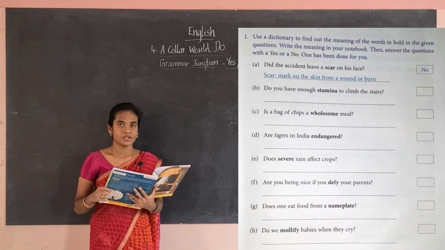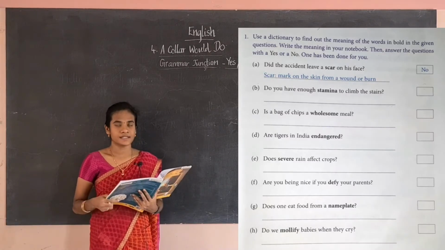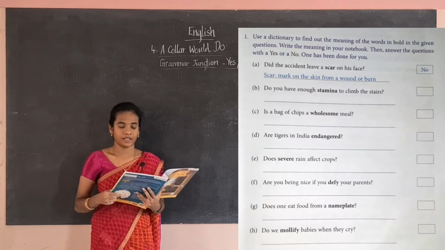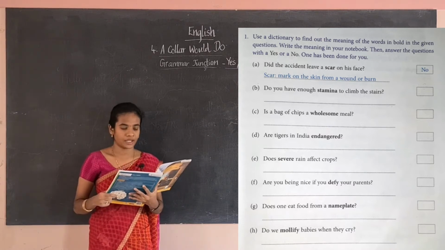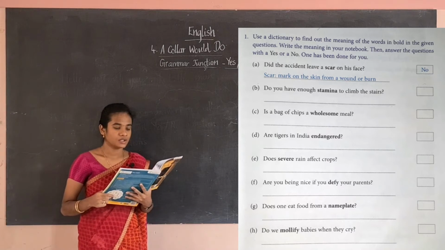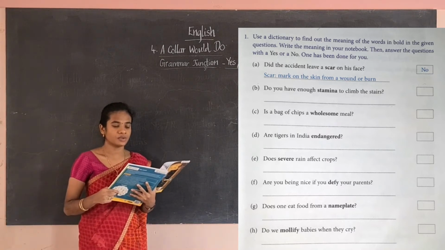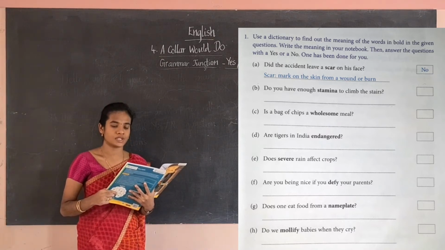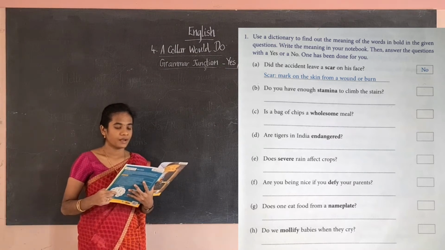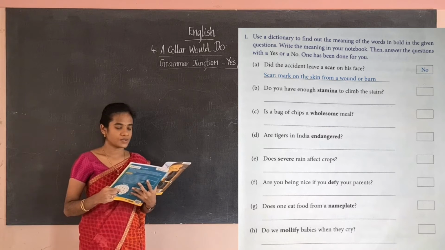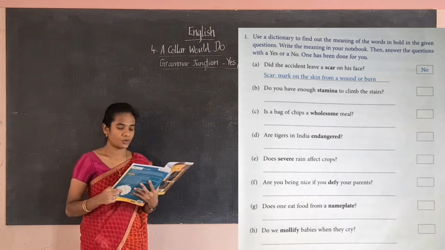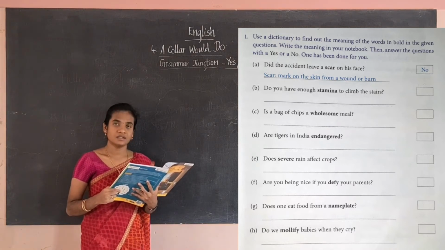Okay, students, see this picture. This is a book back exercise for you. So this is the question, and now we can do the answer part. First one: use a dictionary to find out the meaning of the words in bold in the given questions. Write the meaning in your notebook, then answer the questions with yes or no. One has been done for you.